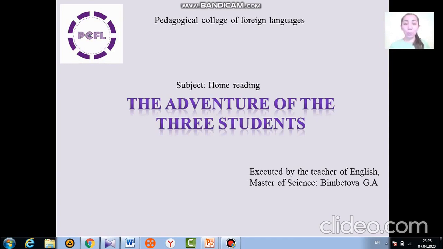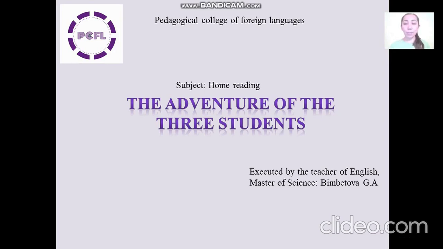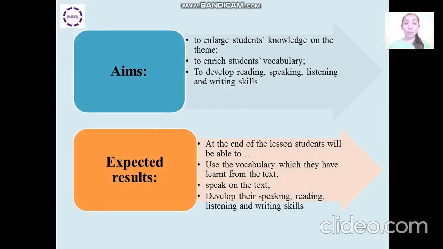The theme of our lesson is the adventure of the three students. The aims of the lesson are to enlarge students' knowledge on the theme, to enrich students' vocabulary, and to develop reading, speaking, listening, and writing skills. At the end of the lesson, students will be able to use the vocabulary which they have learned from the text, and they will be able to speak on the text.